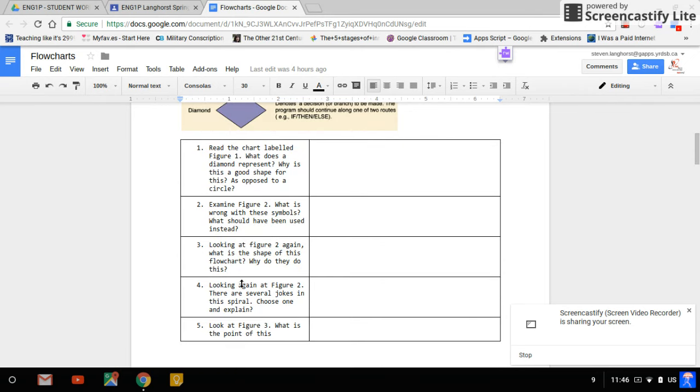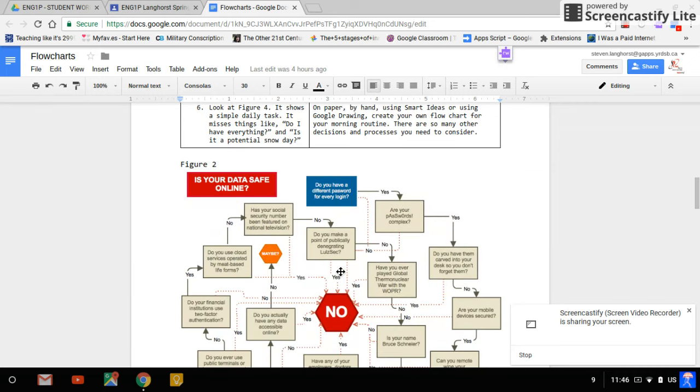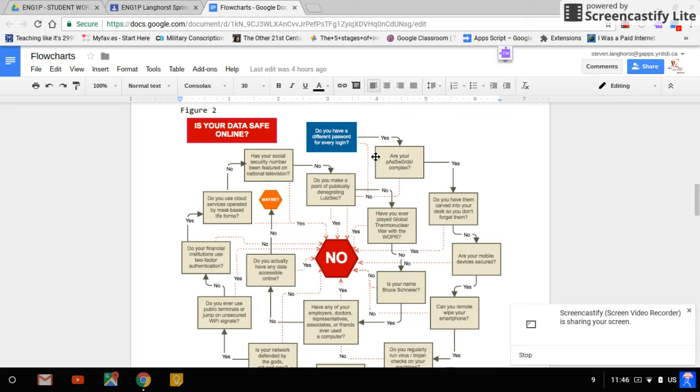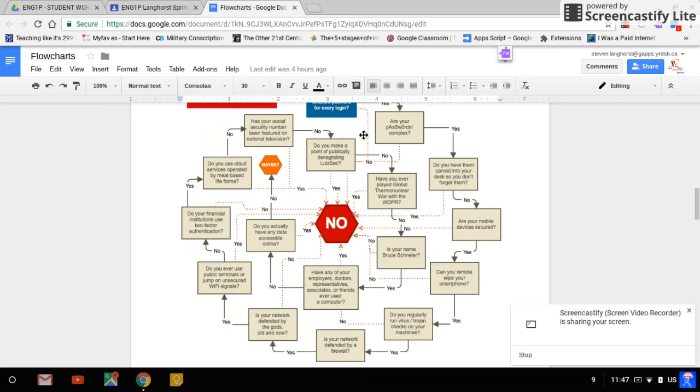Moving on, next questions. The next three questions here are all examine figure 2. Figure 2 is this big spiral shaped flowchart. One of the things that students, when they first look at this, say is, I don't get it. The idea here is this big question, is your online data safe, is being answered as you go around the flowchart. And what you'll notice is the answer to almost every question leads you to this big middle hexagon with the answer no.